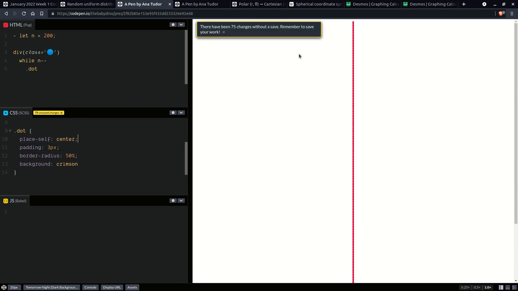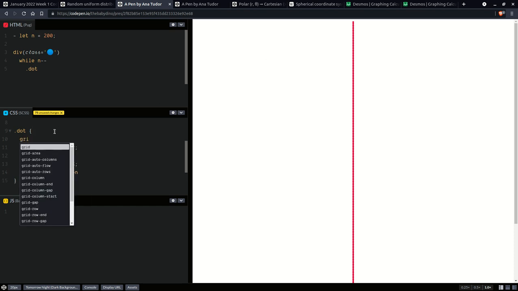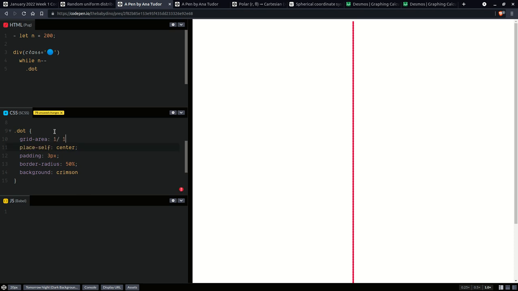Okay, now next we are going to want to have actual dots, not that ugly thing there, so we're going to use place-self: center. The default is stretch, which is why they appear stretched initially. Okay, now we can see those dots, but we want them all stacked one on top of the other. We want them all in the same cell, so basically the sphere grid is going to be a 1-cell grid, 1 row, 1 column. So here we're going to have grid-area, first row, first column. They're all placed in that cell at the intersection between the first row and first column.